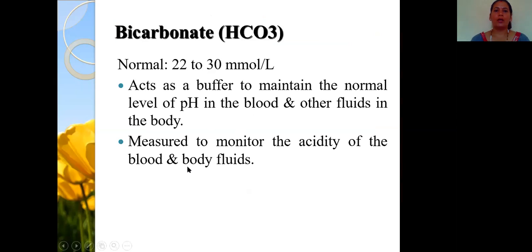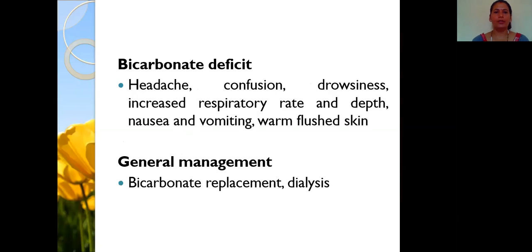And the next electrolyte is bicarbonate, that is HCO3. Its normal value is 22 to 30 millimole per liter, and it acts as a buffer to maintain the normal pH in the blood and other fluids in the body. It is measured to monitor the acidity of the blood and body fluids.